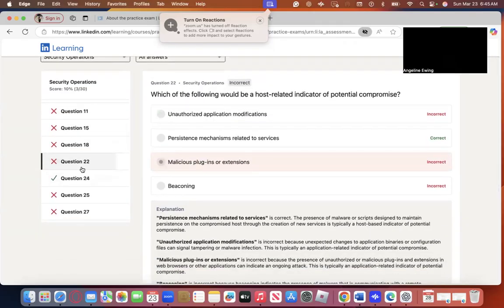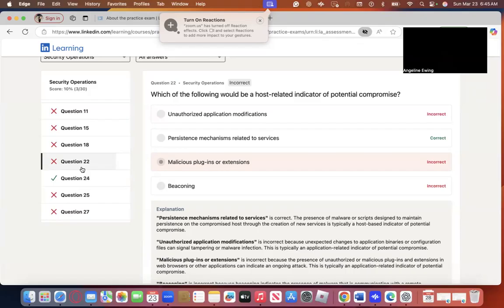Which of the following would be a host-related indicator of potential compromise? That would be persistence mechanism related to services. The presence of malware or script designed to maintain persistence on the compromised host through the creation of new services is typically a host-based indicator of potential compromise.